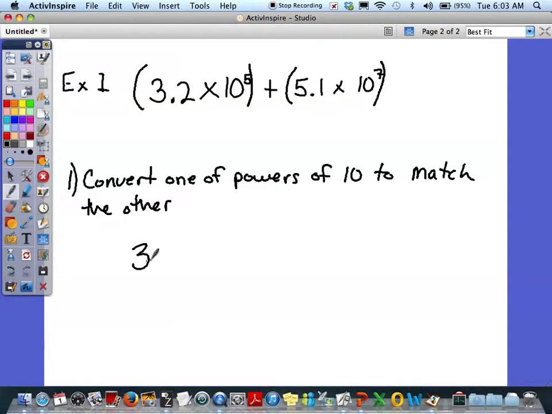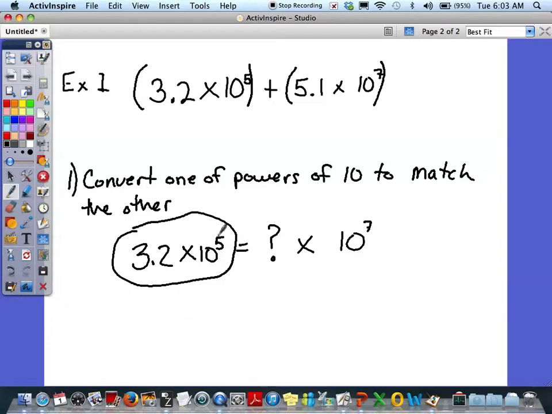So I'm going to take this 3.2 times 10 to the 5th, and I need to figure out question mark times 10 to the 7th. I need to make this number equal something that means the same, but move the power of 10, move that exponent from 5 up to 7. This is the way I like to think of it. This whole thing right here is a number. I need to make this part of my number larger. So if I want to make that larger, which I did over here, I need to make this part of my number, the multiplier, smaller.